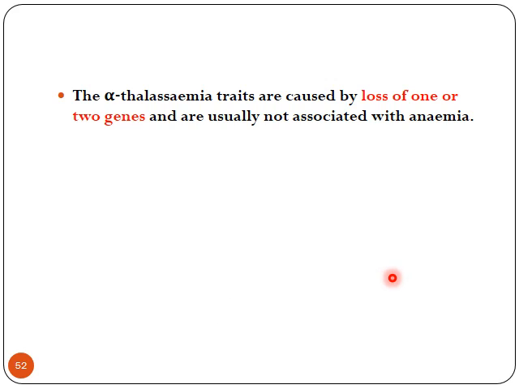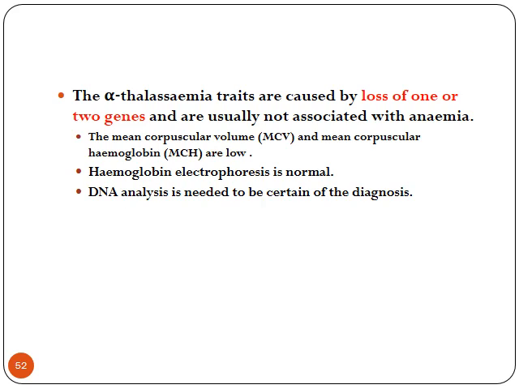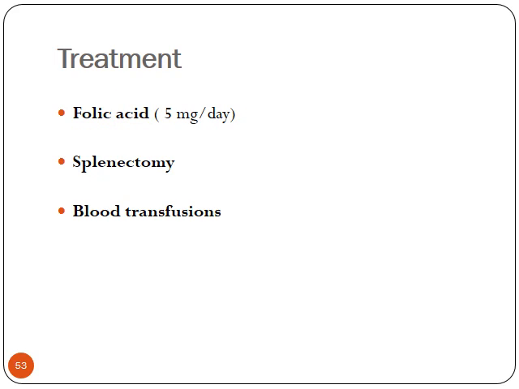Alpha thalassemia traits are caused by loss of one or two genes and are usually associated with mild anemia. MCV and MCH are low, and hemoglobin electrophoresis is normal in such patients. DNA analysis is needed to confirm the diagnosis. What will be the treatment of such cases? It will be folic acid, splenectomy if required, and of course blood transfusion when needed.